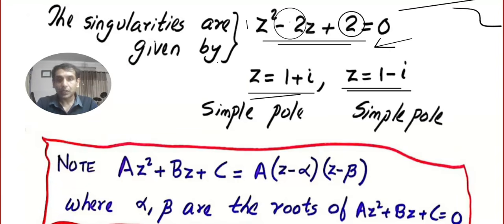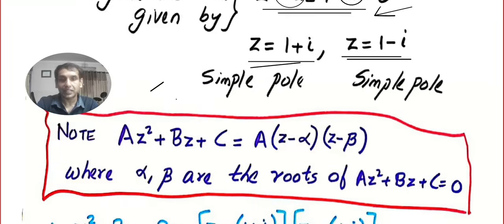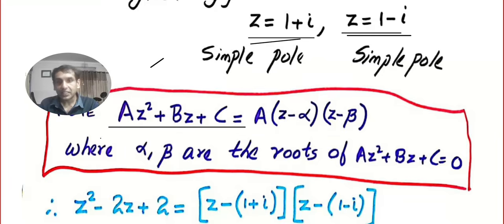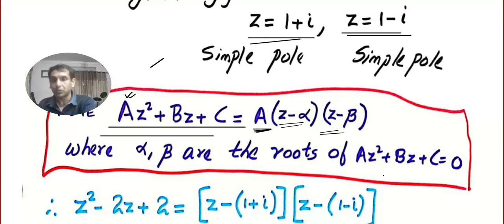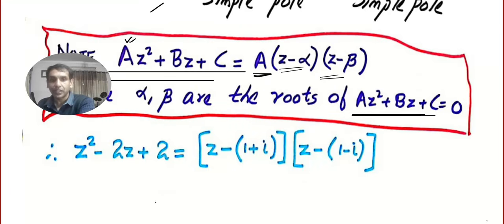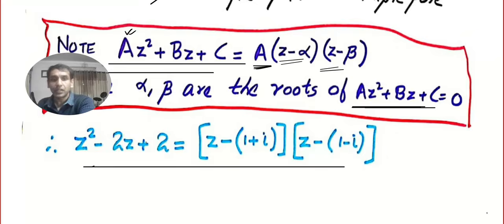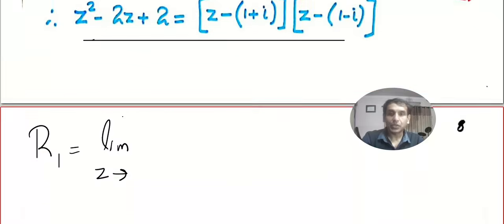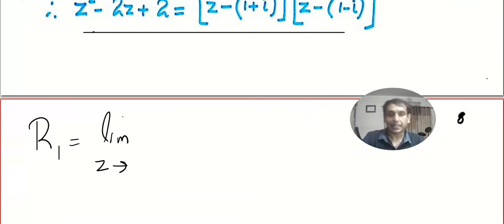And I hope you remember the factorization method. How do you factorize the quadratic? A multiplied by, don't forget, A multiplied by z minus alpha, z minus beta, where alpha and beta are the roots. So I can factorize the denominator now. Now let's start calculating the residues. So R1 equal to, it's a simple pole. So limit z tends to, come on, tell me who is the first pole? 1 plus i.